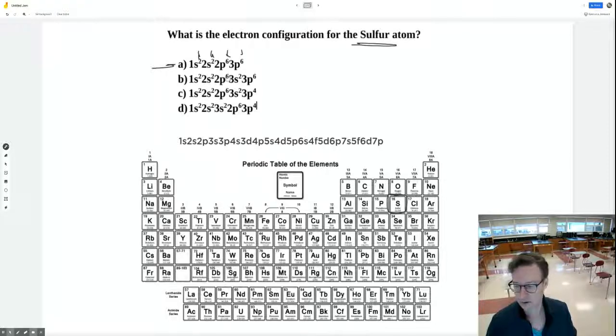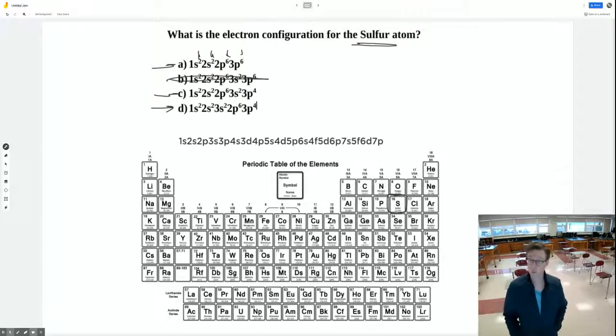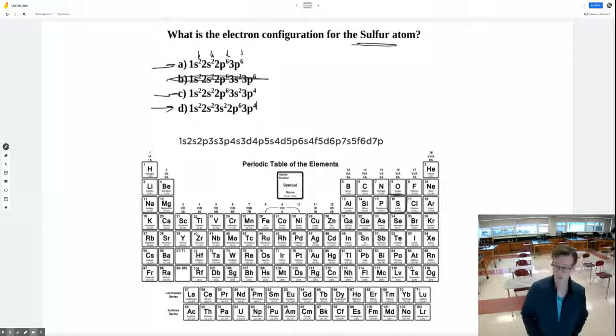2, 4, 10, 12, 18. So we can eliminate that one because it's got the wrong number. This is 2, 4, 10, 12, 16. So that's a possibility. And then 2, 4, 6, 12, 16. All right, so we could only eliminate one that had the wrong number of electrons.